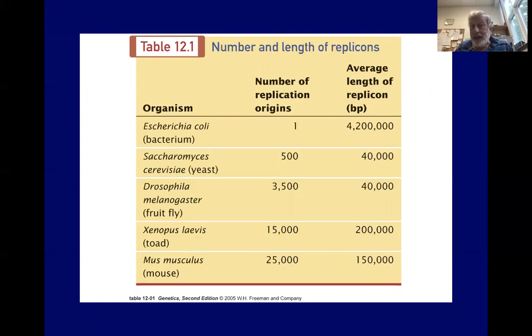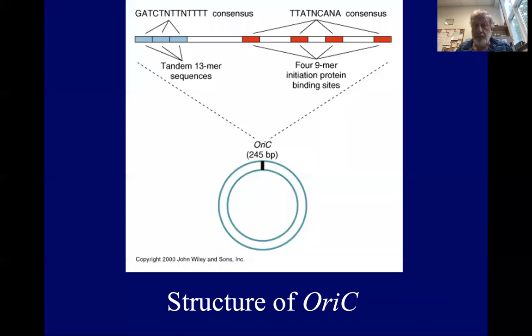This shows, right from your textbook, the number of replicons, as well as how many bases are replicated in between those. So about 40,000 for yeast and fruit flies. You know, fruit flies have way more origins. 200,000 for the Xenopus, the African clawed frog, and about 100,000 to 150,000 in the mouse, in between their origins of replication.